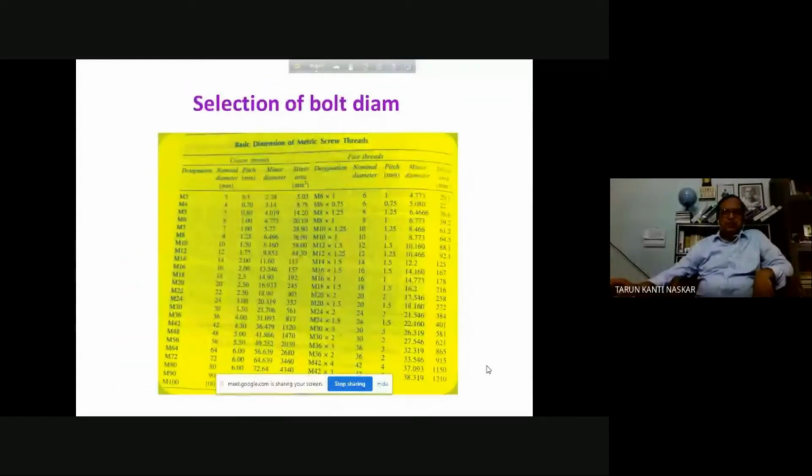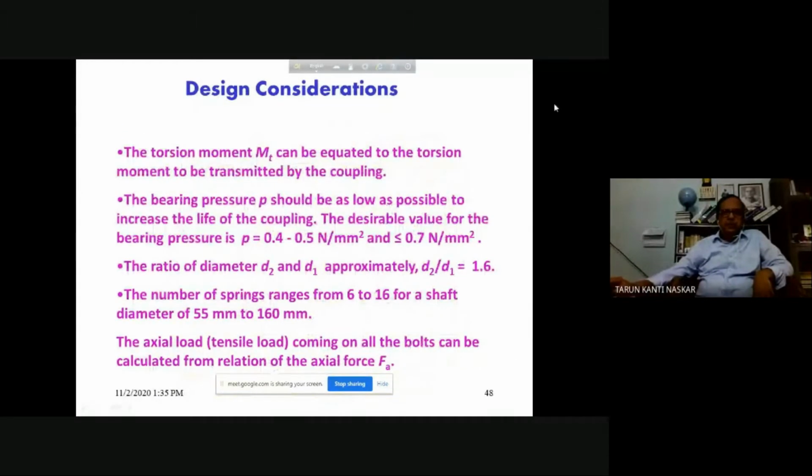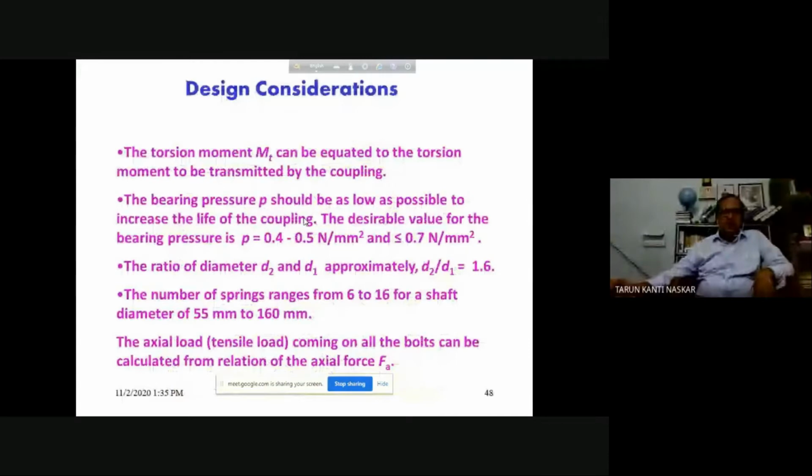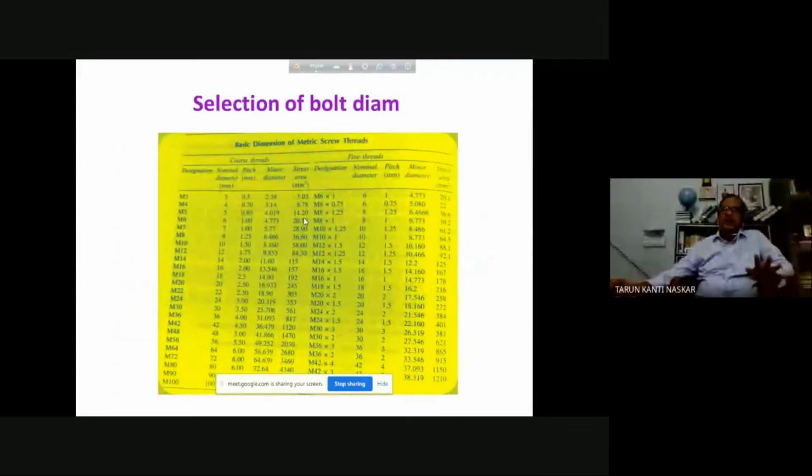Now, so we can design the bolt, and for designing the bolt there is a table. These tables are available in the book. That means we will consult the table when we solve one problem. I will show you how the tables are consulted. So this is all I wanted to discuss on the coupling so far.